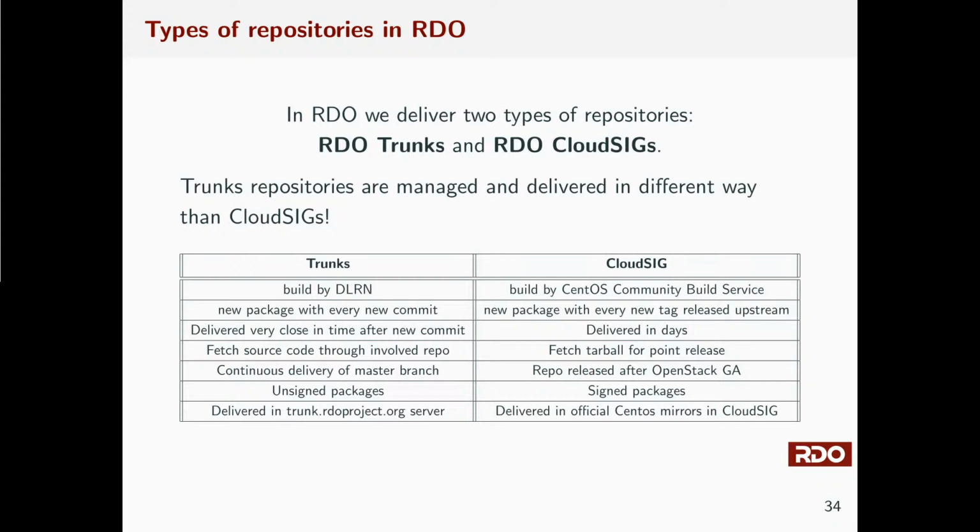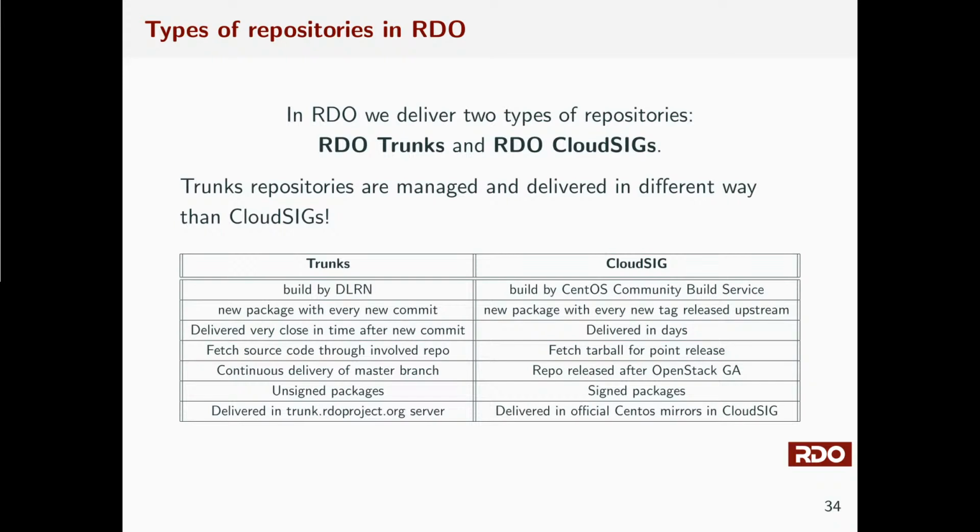As for trunks, they are only built by DLRN. New packages in DLRN are triggered by every new commit. They are delivered very close in time after the new commit. And this is about the 4 minutes I mentioned to you, which was visible on the screen. For trunks, we are fetching the code by pulling all involved repositories. We are doing continuous delivery for the master branch. Keep in mind also that in RDO trunks, the packages are unsigned and are delivered on the trunk RDO project servers.